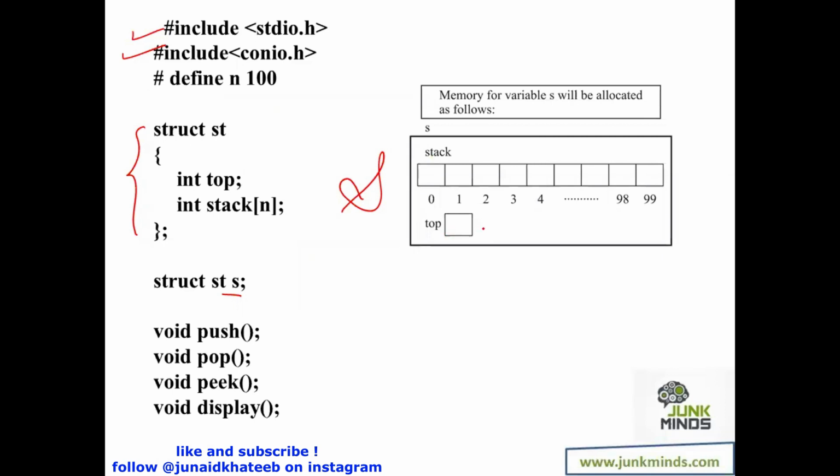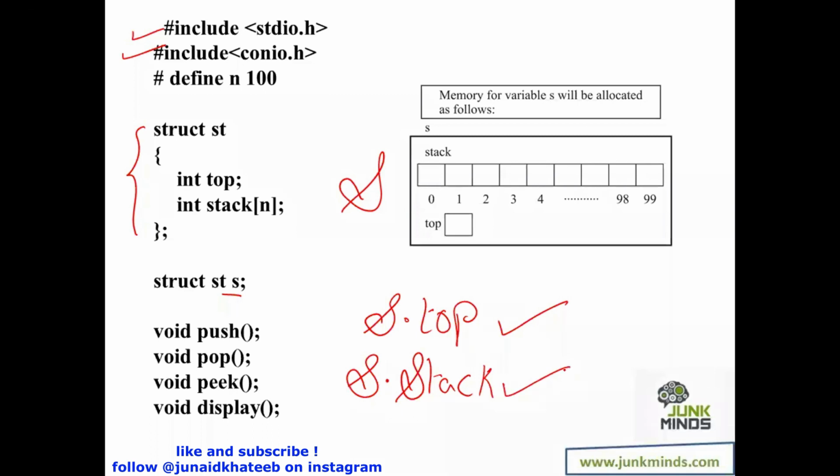Now, please understand this. Because stack and top are inside the structure variable s, if I want to reach this variable top, I'll write s dot top. Or if I want to reach this array, I'll have to write s dot stack. So please don't get surprised. When we go ahead with our codes, I'll always keep writing s dot top and s dot stack, because the array called stack and the variable called top, I'm going to access them from the structure variable called s. So that is why I'll keep writing s dot whatever.